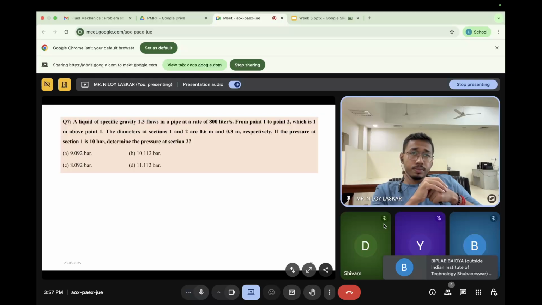At point 1 the pressure is given, and there are no details about z, that means the datum line, so you can consider them equal, and the rest is quite easy for you. So please try to solve. Another 1 minute I am giving you.